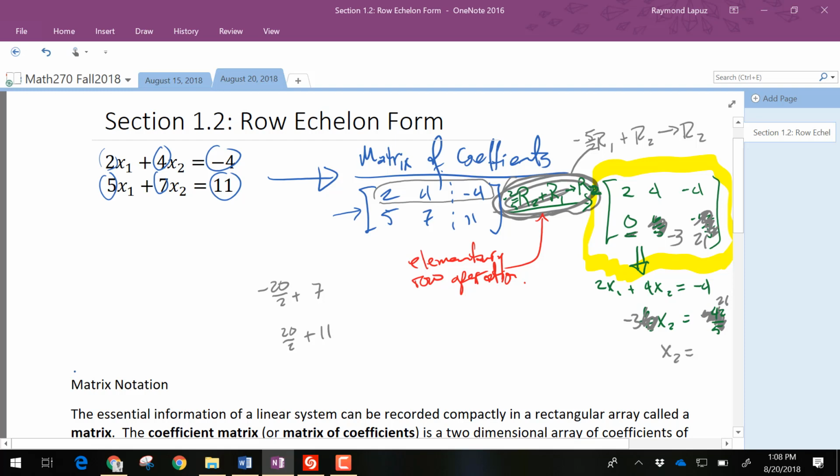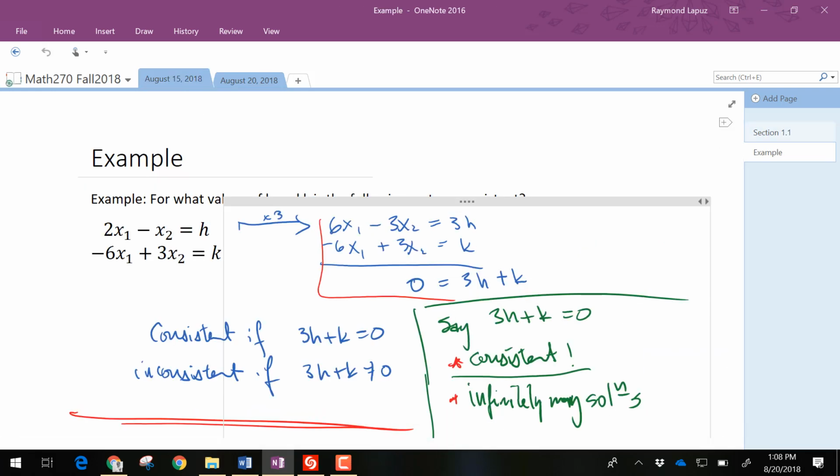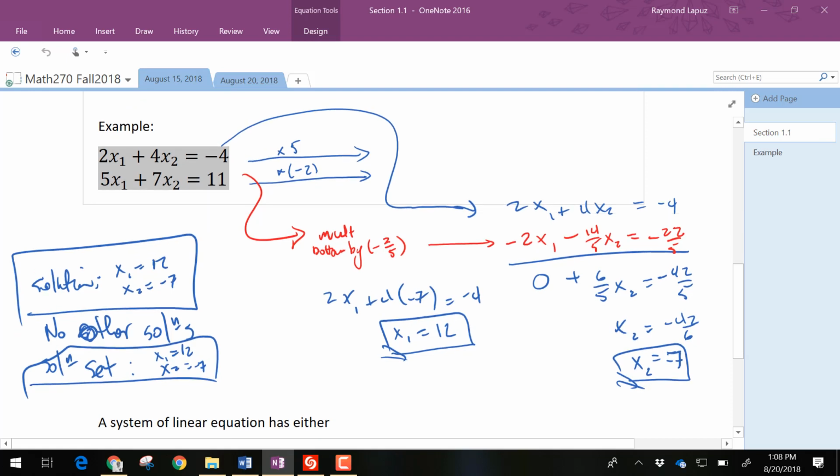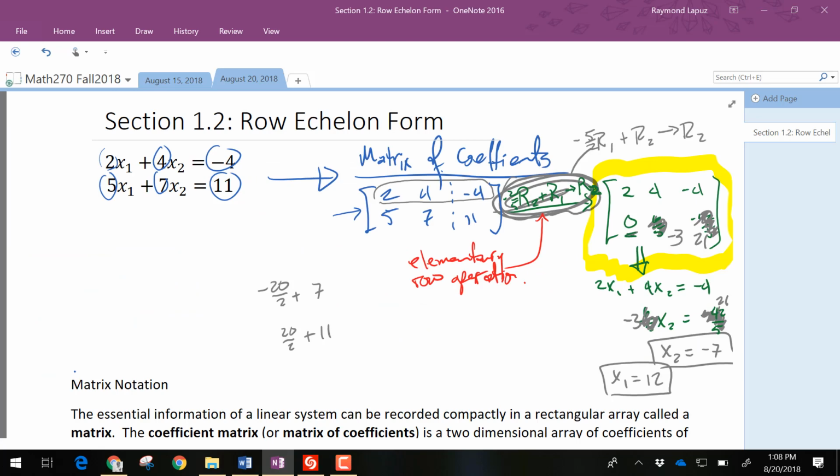So x2 equals negative 7. And then you put that in there, you get x1 equals 12. Is that what we got last time? Yeah, so that's what we got last time. So we just did it a little bit differently. And like I said, what we did last time involves some sort of different combination of elementary row operations.